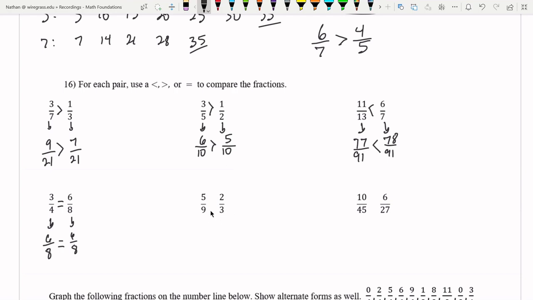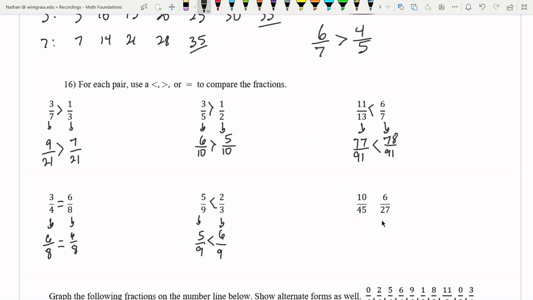3 times 3 is 9. So 9 is the least common multiple between those two things. 2 times 3 is 6. This one stays the same as 5/9. And 6/9 is greater than 5/9. So 2/3 is greater than 5/9.